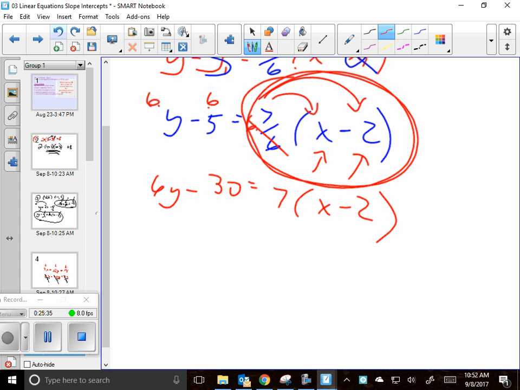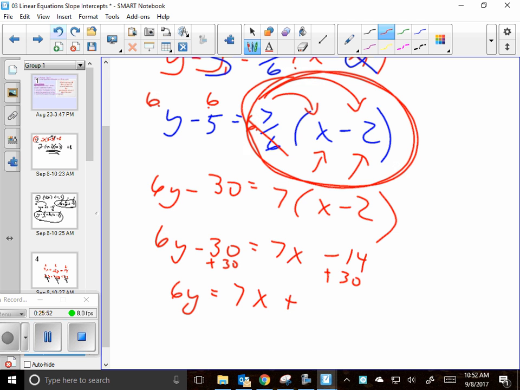I'll just finish it so you can see how this one would have looked. 6y minus 30 equals 7x minus 14. And then I'm going to add 30 to both sides. 6y equals 7x. And if I add 30, I get 7x plus 16. And then I'm almost done. Now, dividing's easy. Divide 6, divide 6, divide 6. y is 7/6 x plus 16/6. Which can be reduced to 8/3.